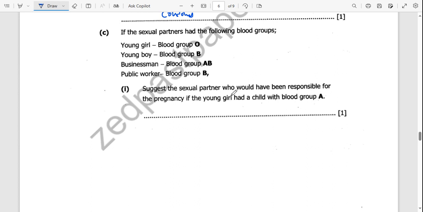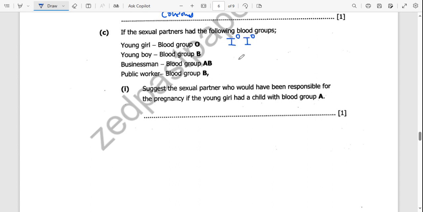If you look at the young girl, she has blood group O. Blood group is composed of two alleles. So we are going to have the allele for O and another allele for O. This is the only way you can have blood group O.